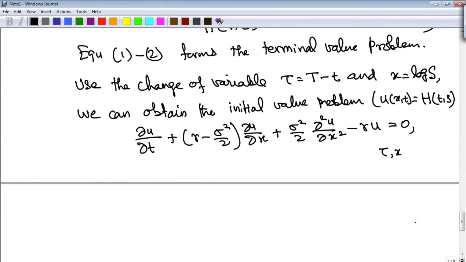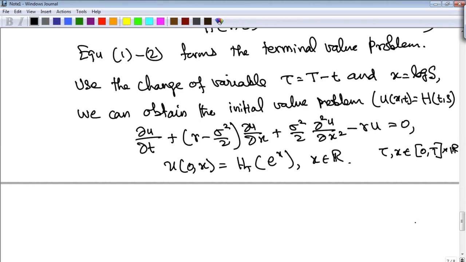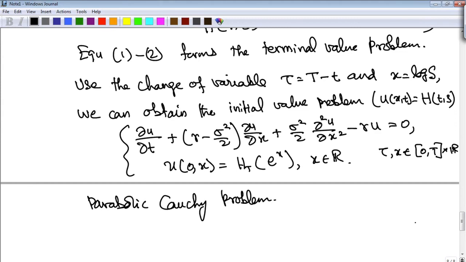Tau comma x belongs to 0 comma T cross R, and the initial condition is u of 0 comma x is equal to h of e power x, x belongs to R, and this is the initial value problem. You can see that the equation is a parabolic equation. So it gives us a parabolic Cauchy problem. We can obtain a solution for this Cauchy problem, but it is outside the scope of our course. Therefore, we will not pursue further in this direction.